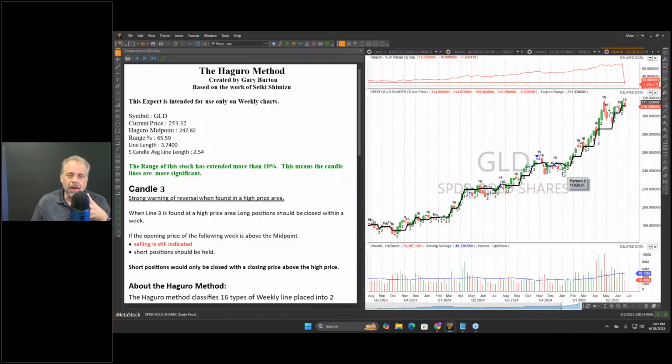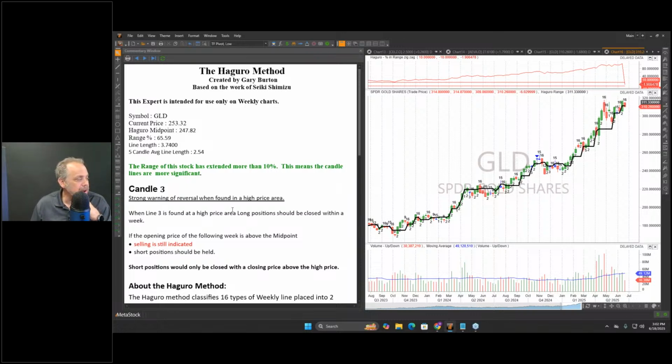So I'm just going to read the definition for these. All of these are labeled. Every single chart has a number. If you want to know what that number means, you just have to click on it. It'll tell you. Candle 3 is a strong warning of reversal when found in a high price area, which I would say perfectly describes this first 3. And we did have a bit of a retracement after that, didn't we?